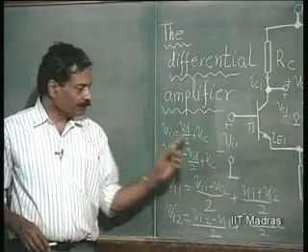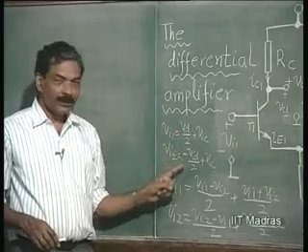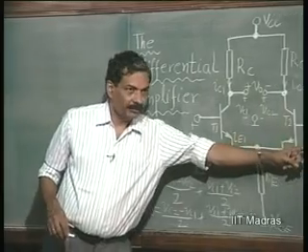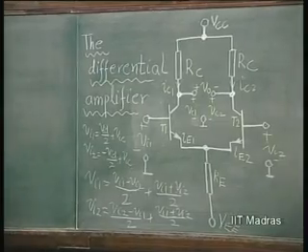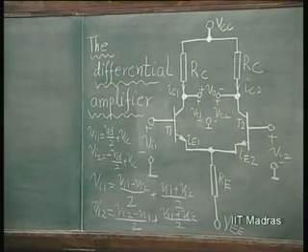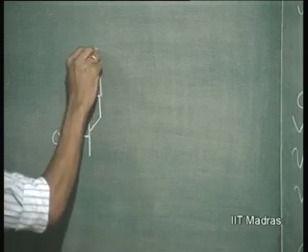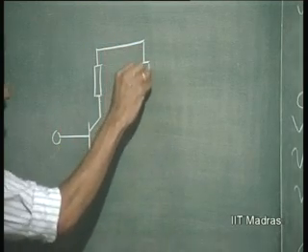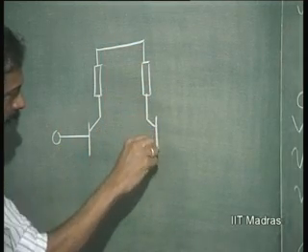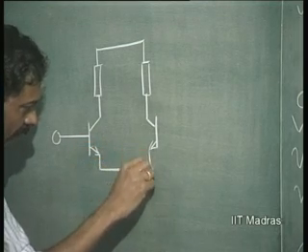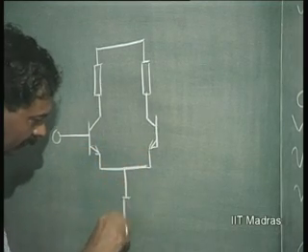Today we will see what happens when we apply only a differential signal without any common mode signal. That means we have to apply Vid by 2 and minus Vid by 2 to the two inputs Vi1 and Vi2. So, let us do that. Now the circuit is going to be considered with only the differential mode signal existing and the common mode signal being 0. So, what happens to the circuit?